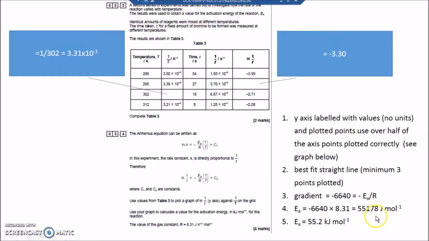How do I know that's in joules rather than kilojoules? Because it tells me here that R is in joules per Kelvin per mole, so this must work out in joules. I need to convert it to kilojoules.